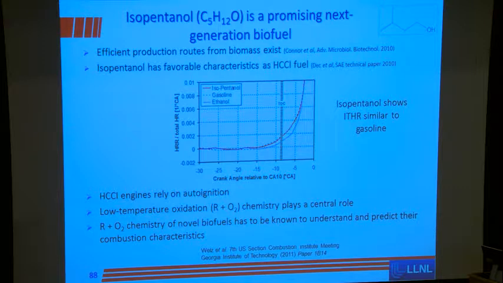I think all these fuels from biomass now are being reconsidered due to the cheap price of oil and so on. Okay, so efficient production routes of biomass exist, and isopentanol has a favorable characteristic as a homogeneous charge compression ignition fuel. So you can see here the intermediate temperature heat release rate for isopentanol is very similar to that of gasoline, and it's even better, or matches that of gasoline more closely than ethanol does. Okay, so it might be a better replacement in terms of use in a gasoline engine.